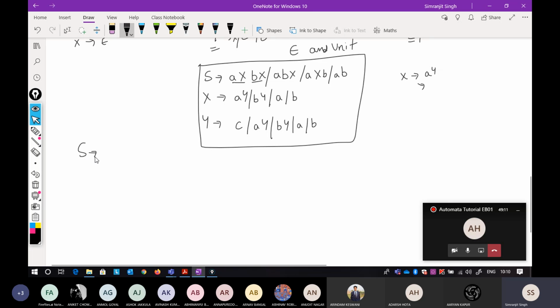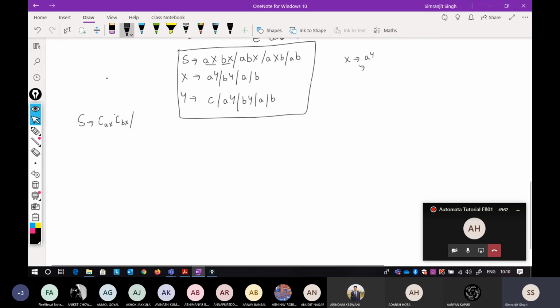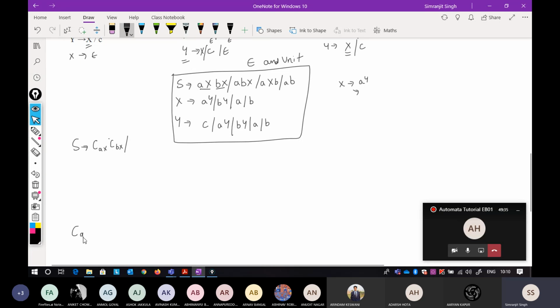Okay, so now S tends to aX, and then in place of aX I can write another variable. Suppose I write Ca X and then Cb X. Now there is also ab, so I do not forget about it, I just include it in the final production. So CaX is again aX, and then CbX is again bX. Okay, so I again have to set it. Just don't worry about it. We will do it in steps.